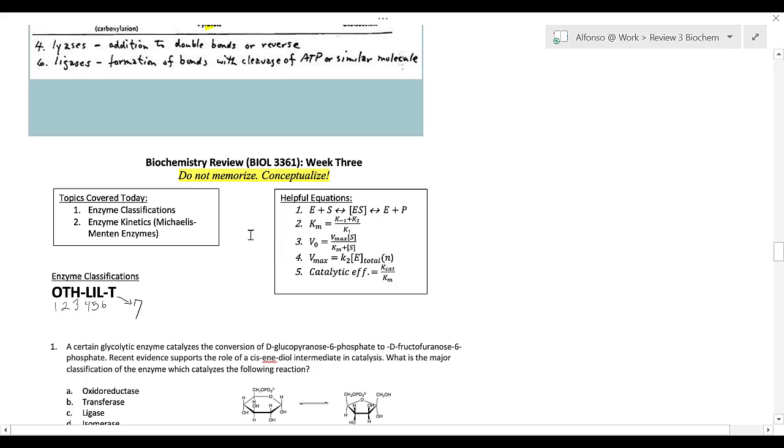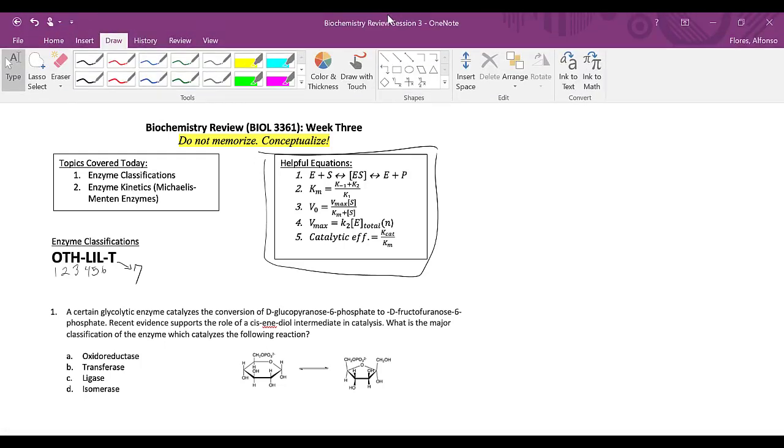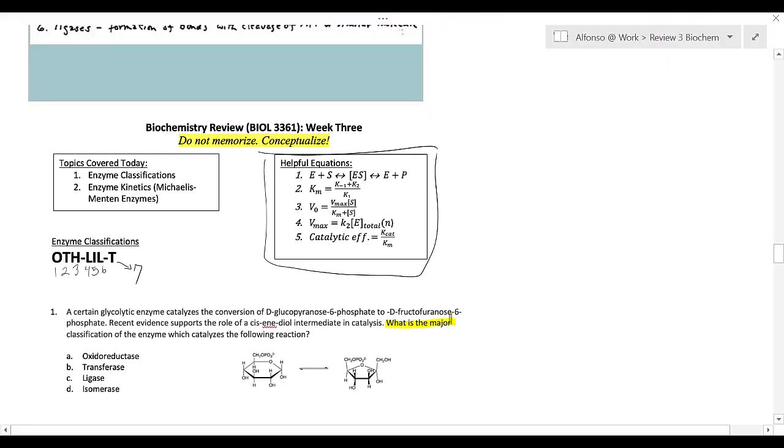And also these are the helpful equations that we will be using throughout this whole review session. You may want to write these down. They're going to be very helpful later. All right, let's start with the first question. A certain glycolytic enzyme catalyzes the conversion of D-glucopyranose 6-phosphate to D-fructofuranose 6-phosphate. Recent evidence supports the role of a cysteine-diol intermediate in catalysis. What is the major classification of the enzyme which catalyzes this reaction? So here's the question. What is the major classification of the enzyme which catalyzes this reaction?